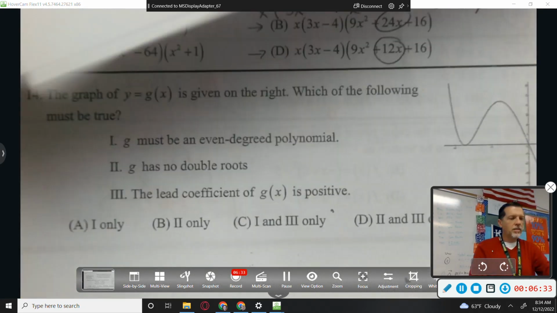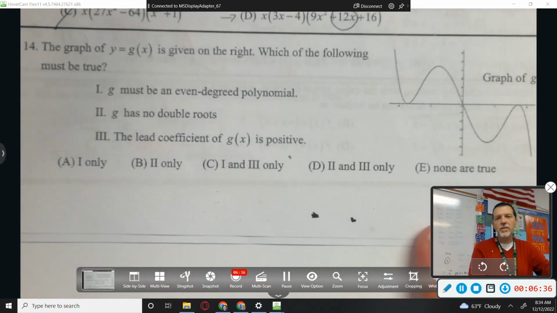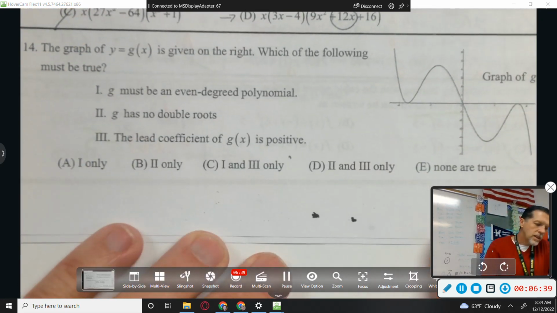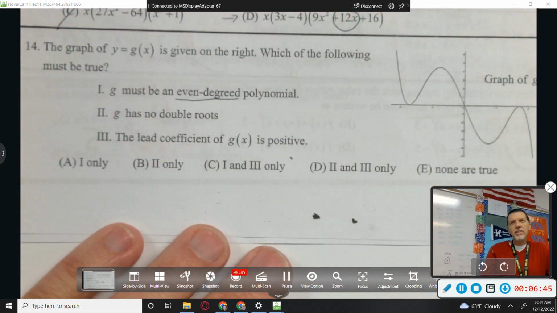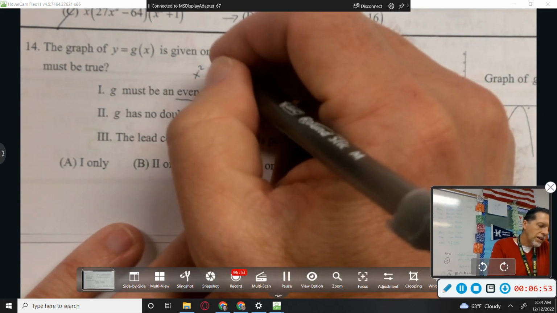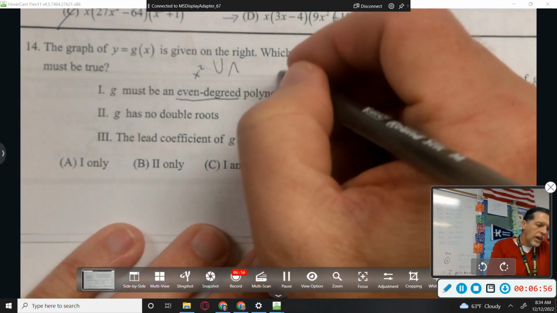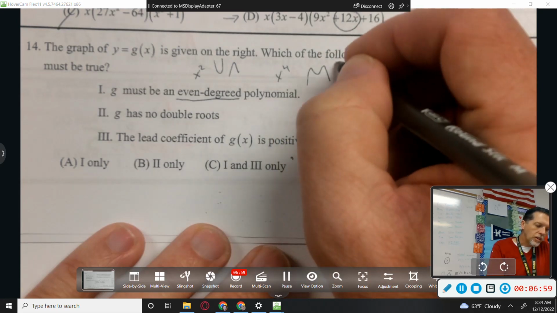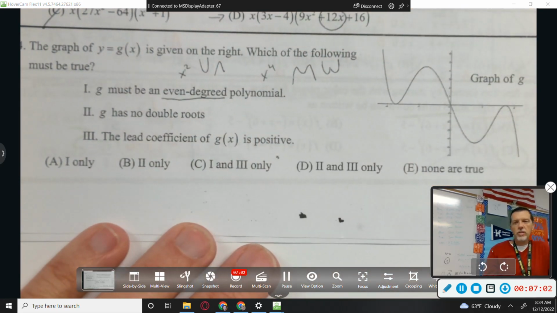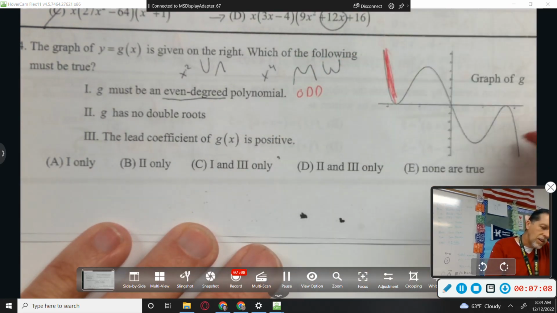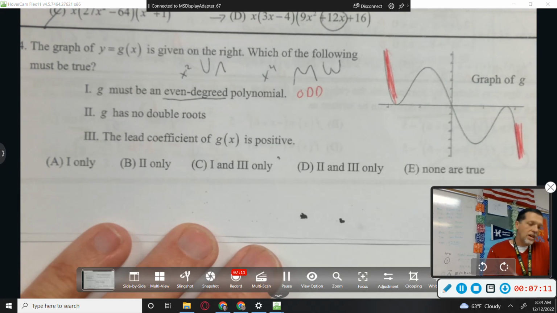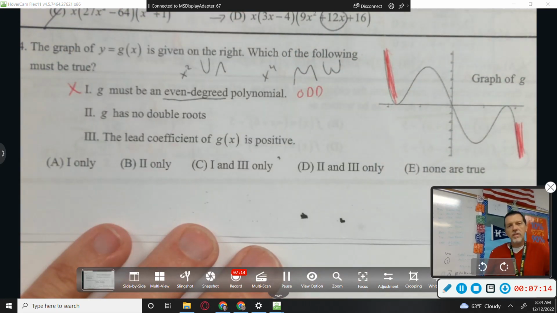Number 14. I haven't done one like this in a while. G must be an even-degree polynomial. What does it mean if it's even degree? Do you remember? The ends are doing the same thing. So like x squared, a parabola, the ends are doing the same thing. x to the 4th, they're either both up or both down. So this thing is odd because the ends are doing opposite things. Opposite is odd. So statement 1 is false.